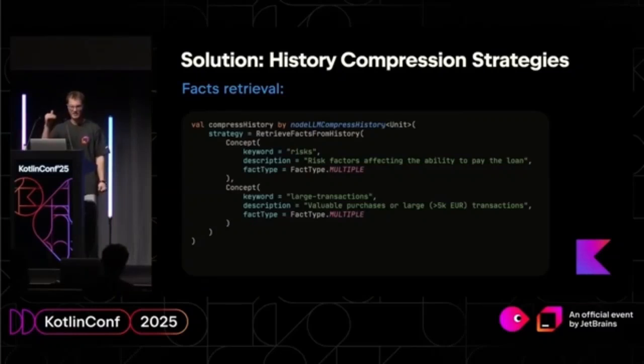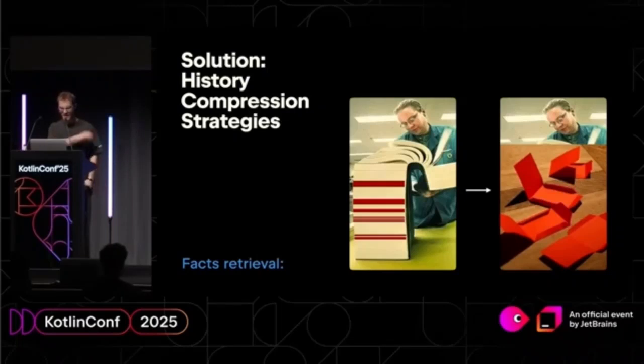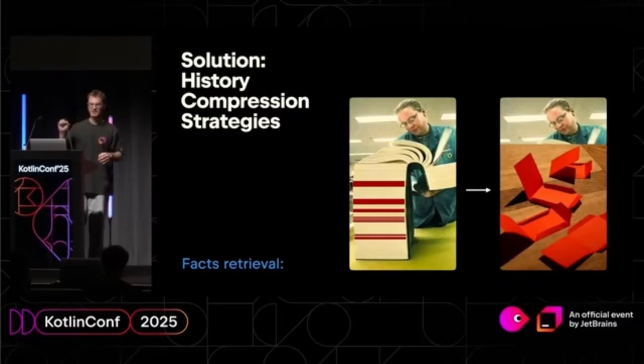You just declare. For example, if I'm working with a banking application, and at some point for the next step of the strategy, I only need the risk factors and valuable purchases. The LLM will search for them and leave only them in the history. That's the idea. So this is basically an illustration of how it works. Instead of the whole book, the LLM will be left with only a few important papers on the table.